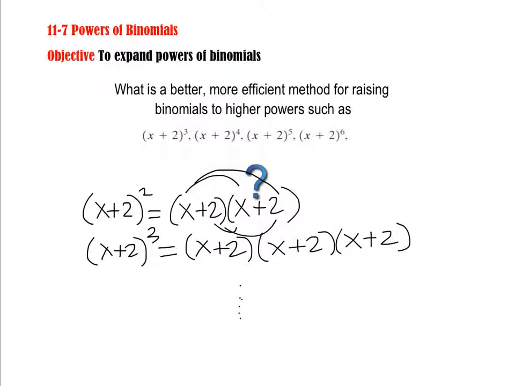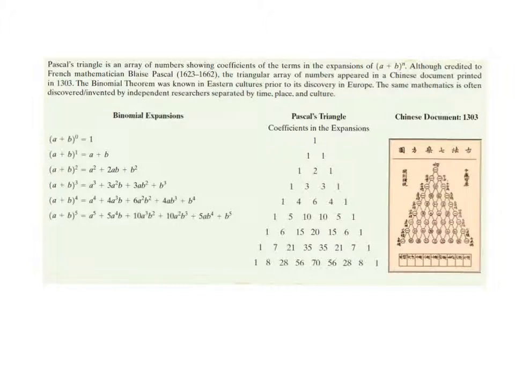So the question is, when those powers start to get really, really high, is there a better way to do that than having to distribute every single term and combine like terms? The answer is yes, there is. And what we can use is something called Pascal's triangle.